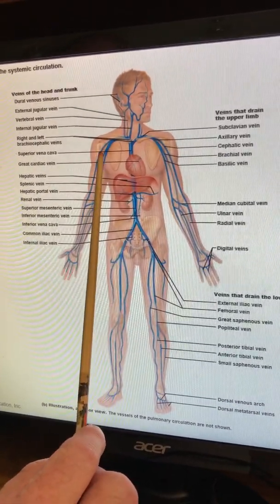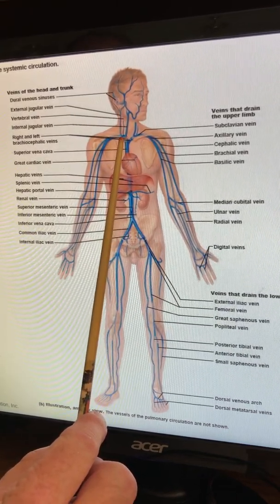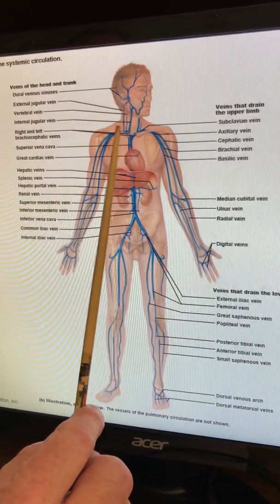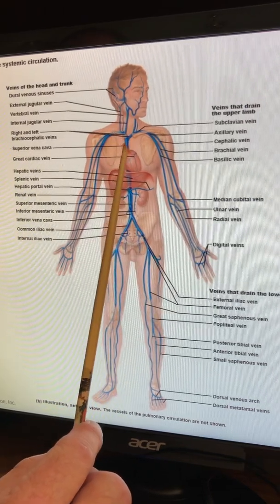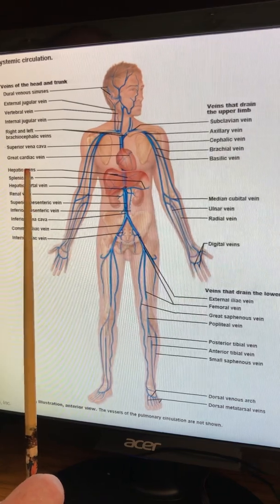And then from there, you go into the axillary vein, into the subclavian vein, into the brachiocephalic vein. And the brachiocephalic vein, both on the right and left side, will go into the superior vena cava, which will bring Ben back to the right atrium.